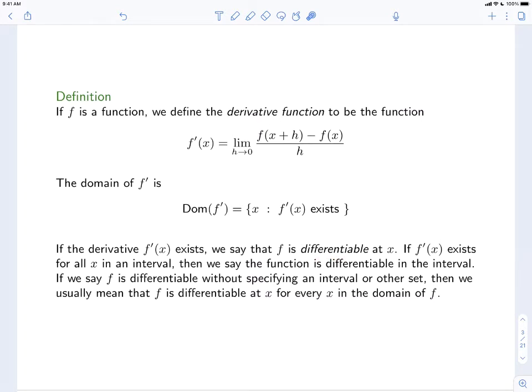That means we're able to compute the derivative. If f prime at x exists for all x in an interval, then we say that the function is differentiable in that interval. If we just say that f is differentiable without specifying an interval or other set, then we usually mean that it's differentiable at x for every x in the domain of f.